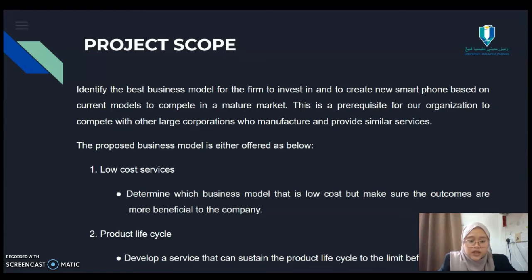The proposed business model is first about the low-cost services. That is to determine which business model that is low cost but make sure the outcomes are more beneficial to the company. Then next, product life cycle. It is to develop a service that can sustain the product life cycle to the limit before it ends.